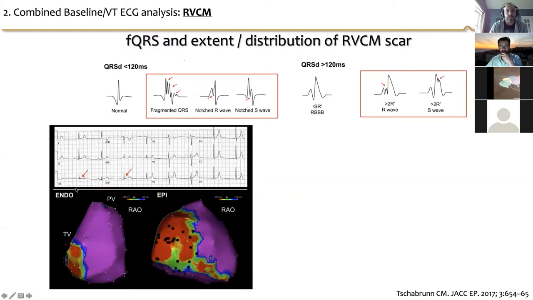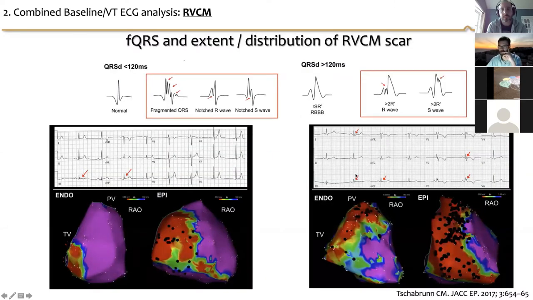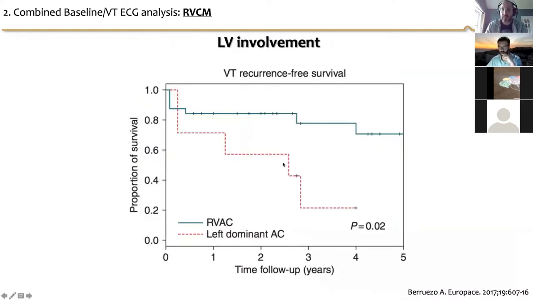For example, if you have epsilon waves belonging to just a particular EKG location, that will tell you about a single localization of the substrate. But on the contrary, if you have a more extended distribution of epsilon waves, that is probably telling you that you have a more pronounced substrate, potentially also affecting the left ventricle, and we'll tell you more about that in these two slides.